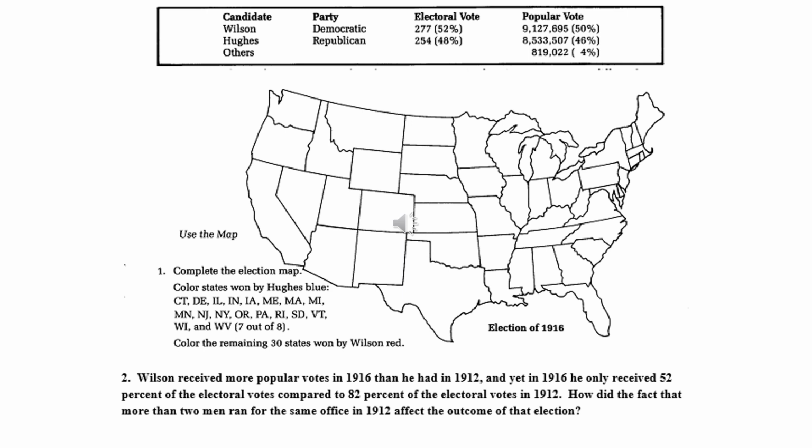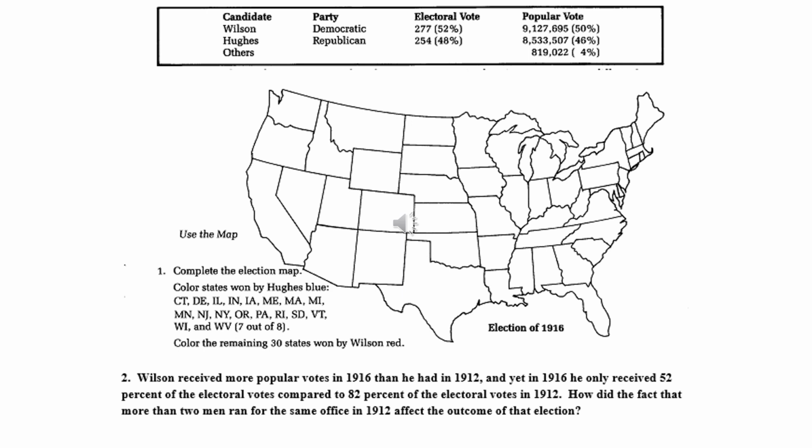In this case, we're coloring the states won by the Republican candidate Hughes blue, and then the opposite, the ones won by Wilson, who was a Democrat, red. So red state, blue state, but don't worry about it. We'll just go ahead and do it. So color the states won by Hughes.